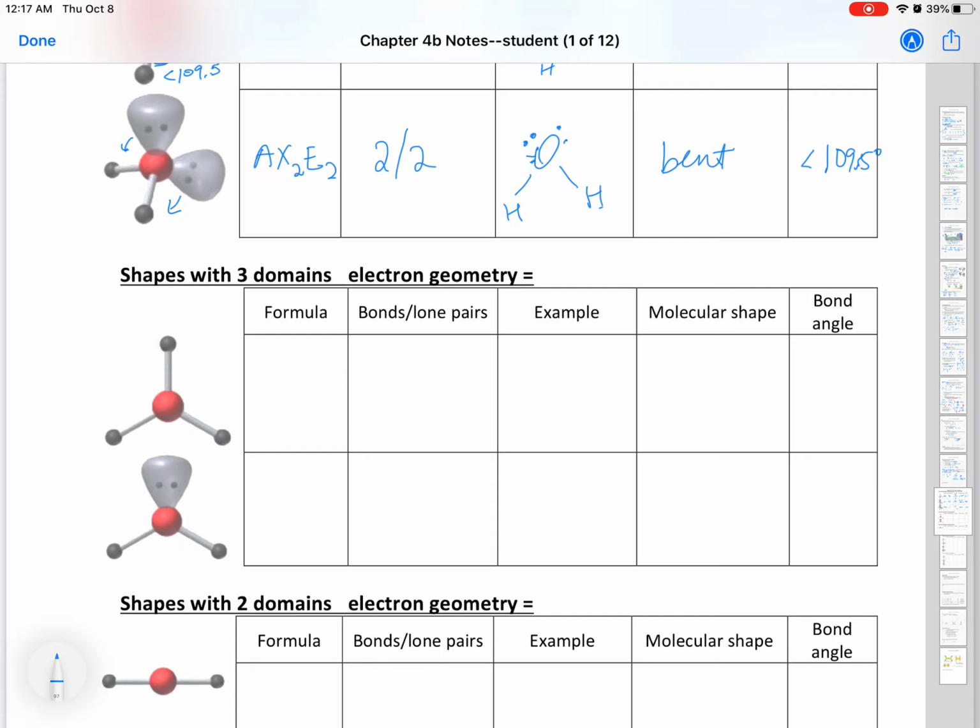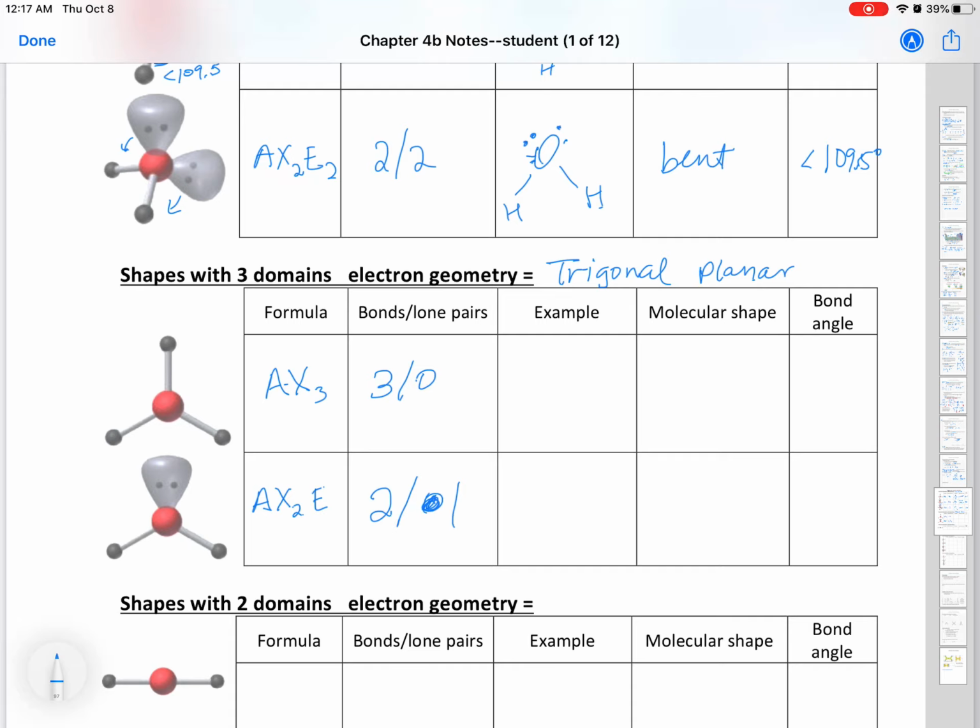These are some shapes that have 3 total electron domains. We call these trigonal planar, which is the electron geometry here. So this one has 3 bonds and no lone pairs, so this would be the formula. And this one has 2 bonds and 1 lone pair, so it would have this formula here.